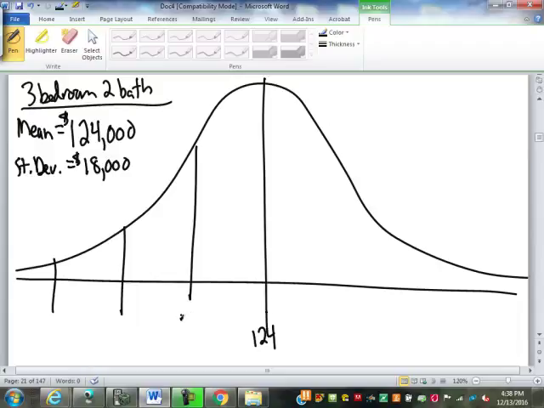124 minus 18 will be 106. Good. And then next, minus another 18. 88. And then minus another 18. 70.